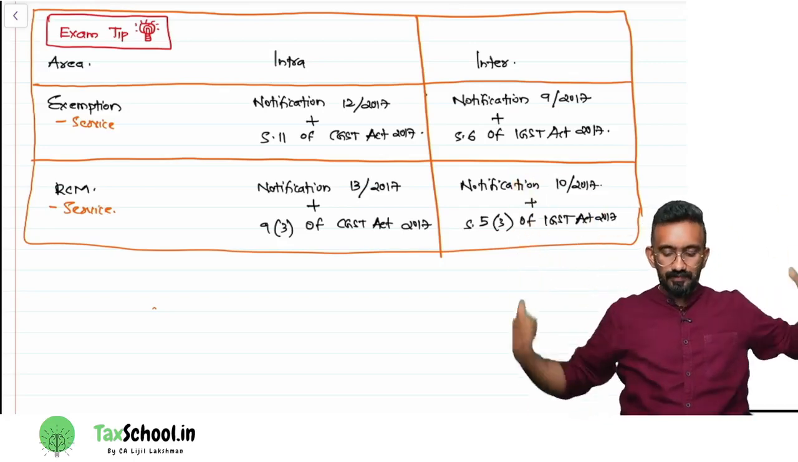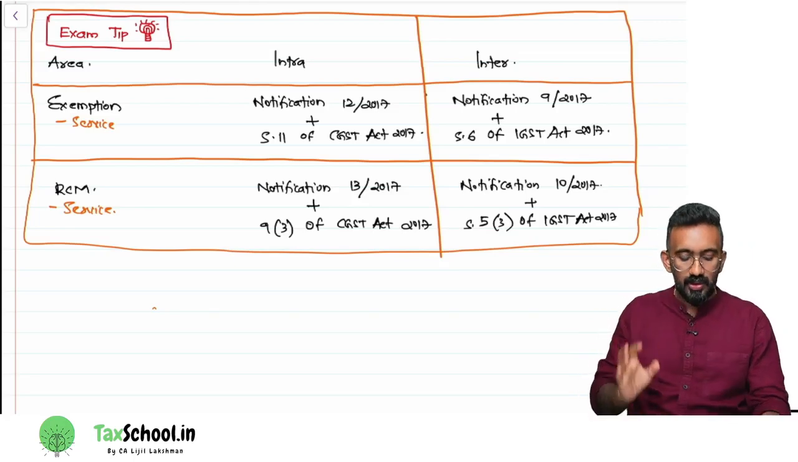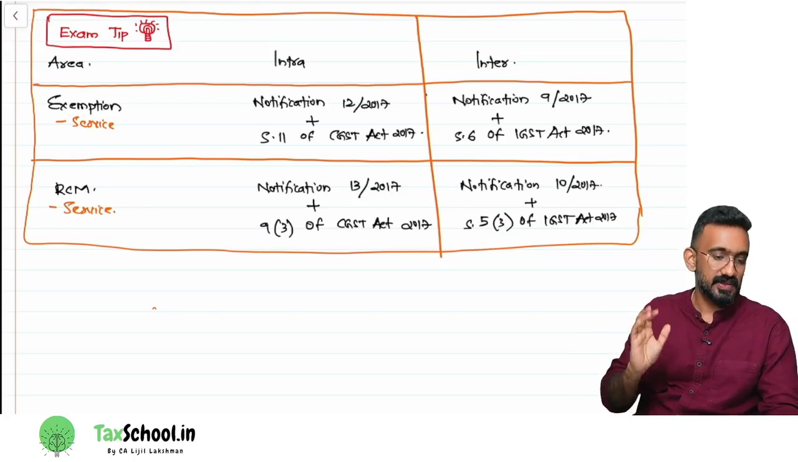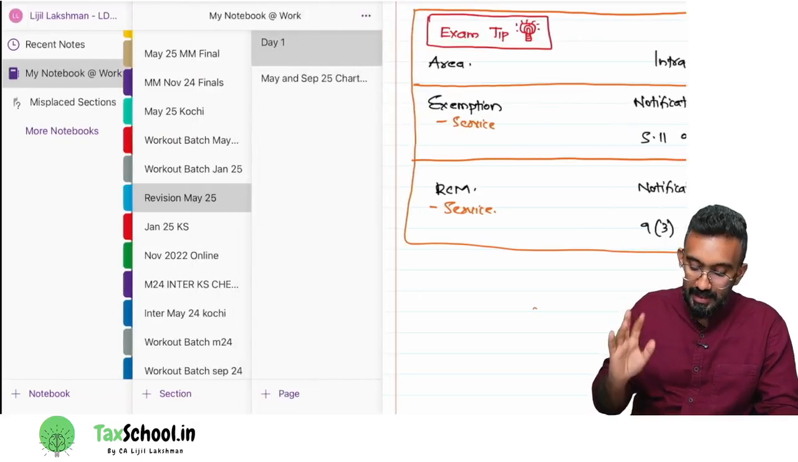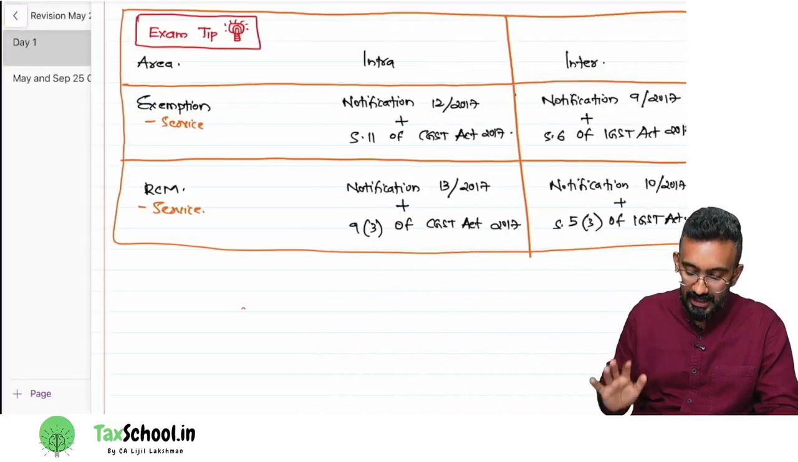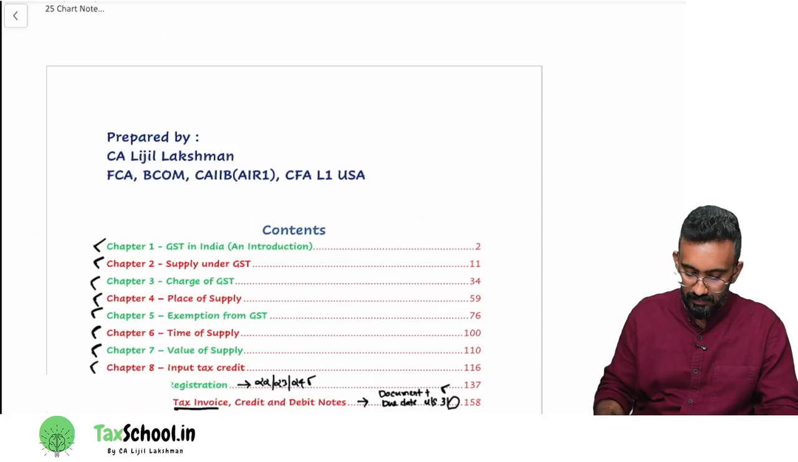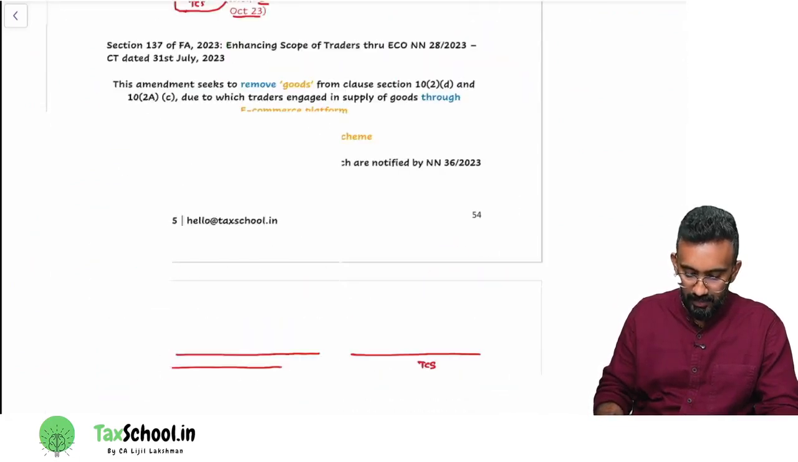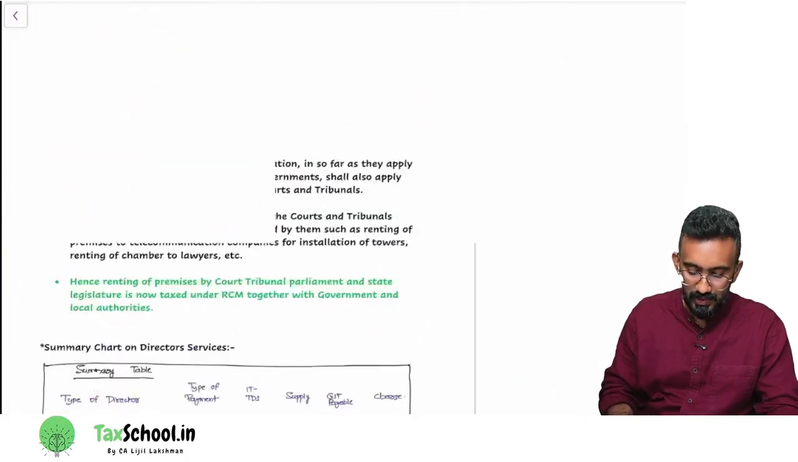Now, what our learning is going to be like, we are going to learn what are the RCM cases of services. What services would be under reverse charge mechanism? I said there are 20 services under notification 13/2017. We will learn that. But while we learn that, we are also learning exemptions together with it.